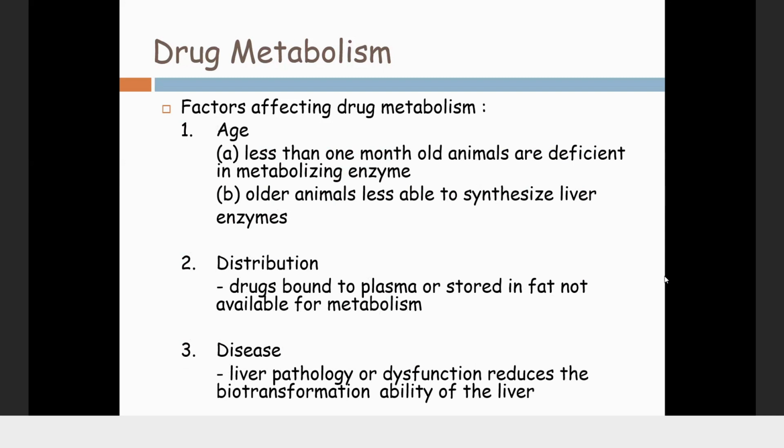Therefore, in this category of animals, you must be very careful using drugs. The dose should be reduced for animals that are very young and also in geriatric patients. Like us, normal people who don't have any liver disease or any systemic disease, then it's okay. The normal dose will be no problem for us.